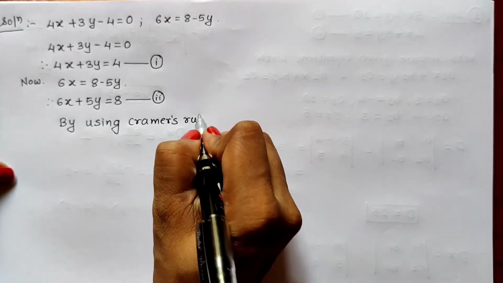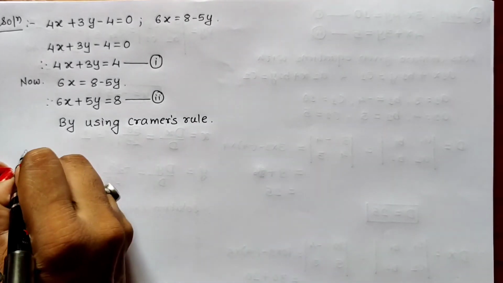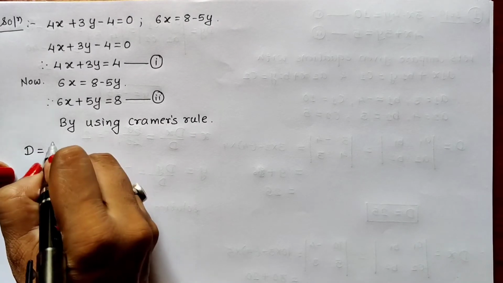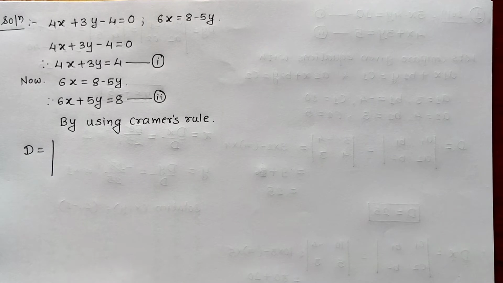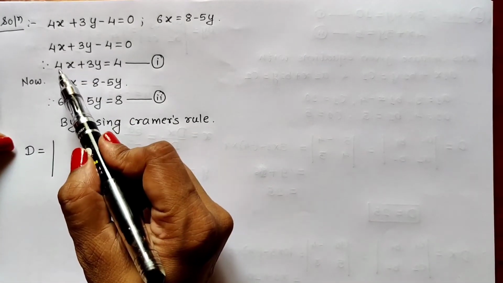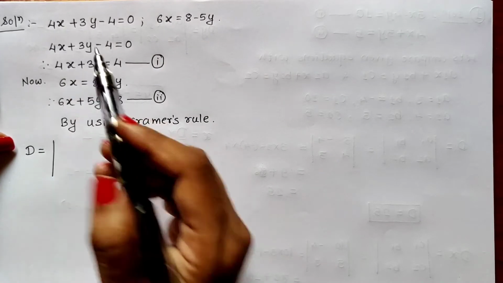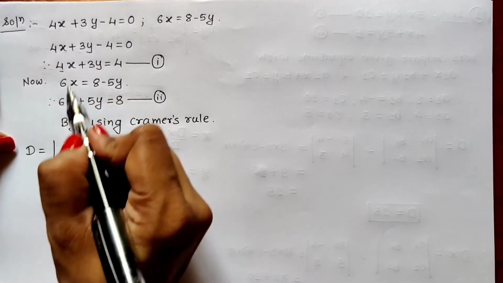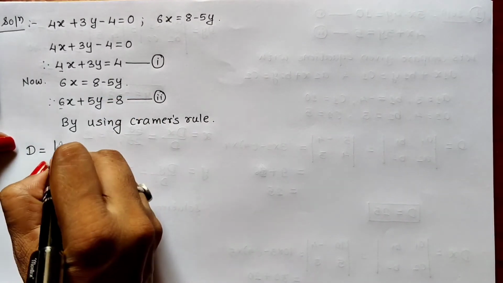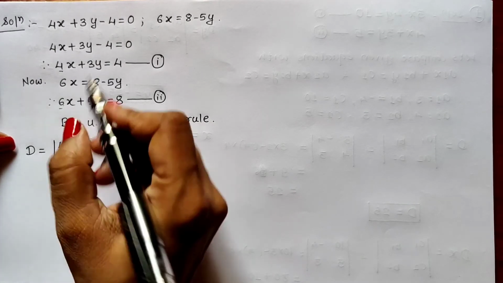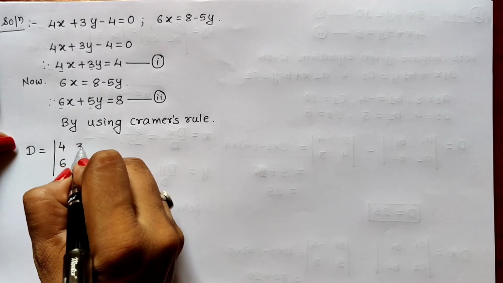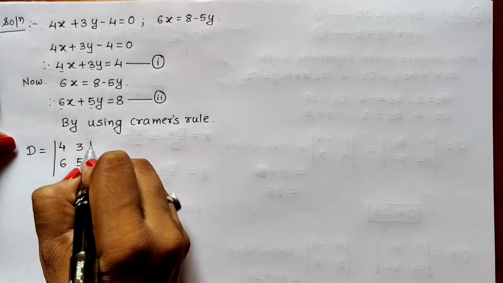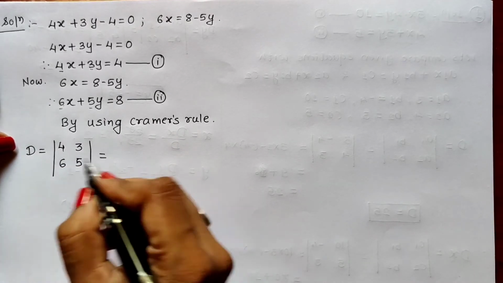Now here I am not going to compare, I will be directly writing determinant D. In determinant D we will have to write the coefficients of x and y. So here coefficients of x are 4 and 6, correct? So 4, 6. Y coefficients are plus 3, plus 5. Now we will be solving by cross multiplication.